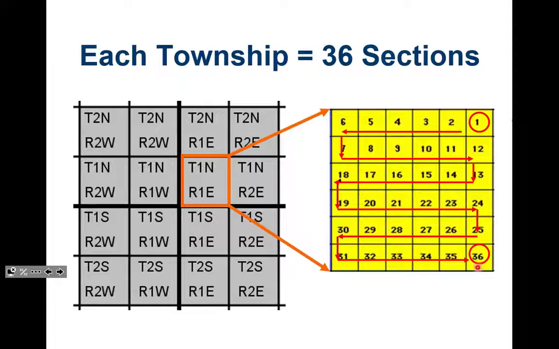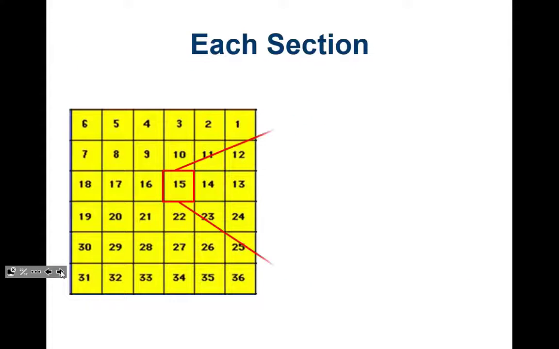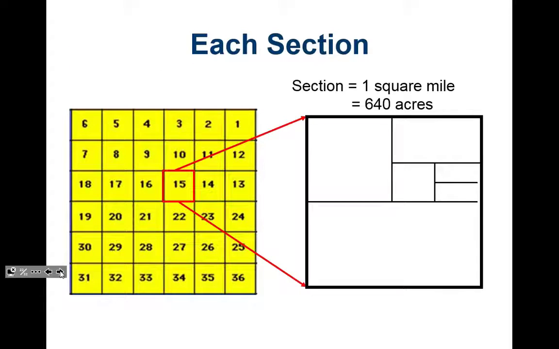That's where that expression came from. It's because each of these townships only has 36 sections, not 40. That's why we might say the back 40. Each section can be broken up. It's a square mile, or 640 acres.